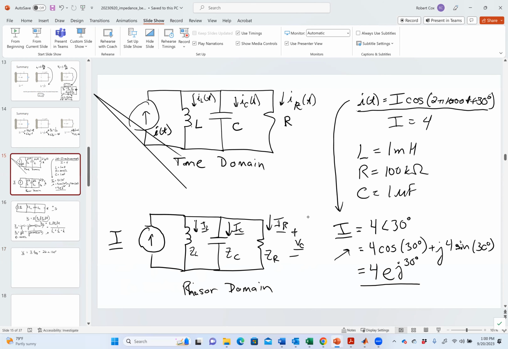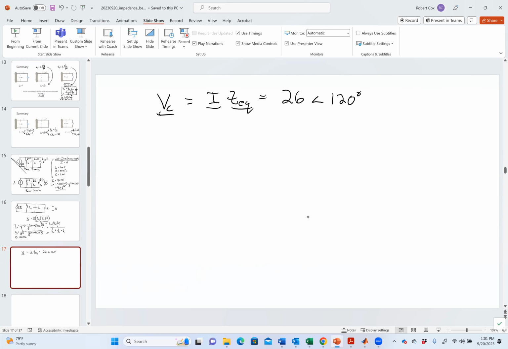So what I solved for here was basically this phasor. Now I want to take a look at a couple of different things. I want to look at my I and my V sub C. So I was over here. This guy is 4 angle 30 degrees. And V sub C would be basically over here, and he'd be longer because his magnitude is 26.